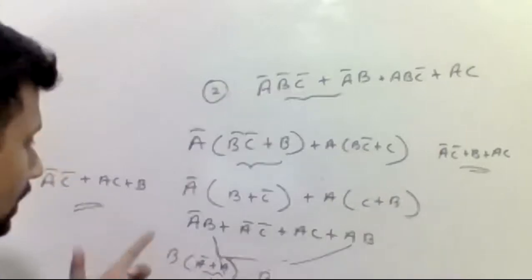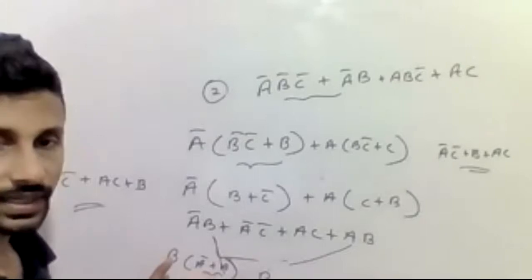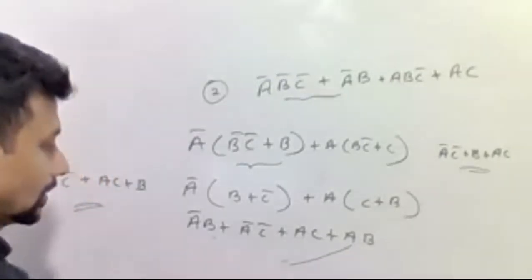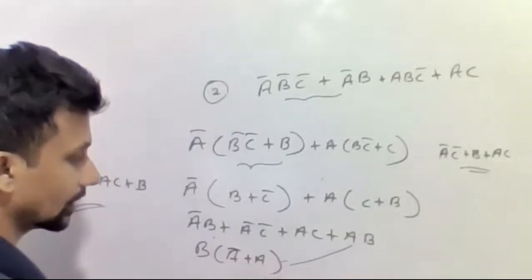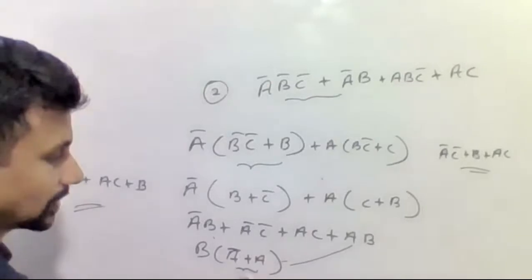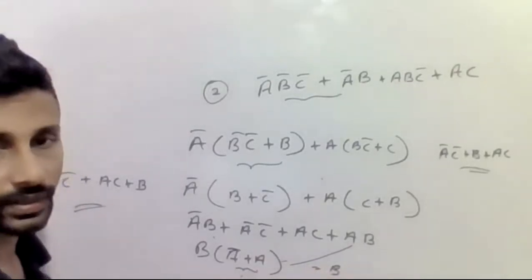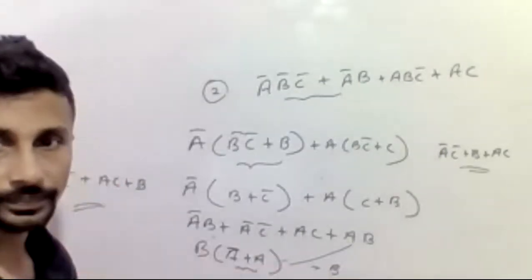Here, Didula, you get b within bracket a plus a dash, right? Here you get b. I am taking b out. So a dash plus a is coming. That means a dash plus a is 1, right? So from that part, you get b. I think now okay.